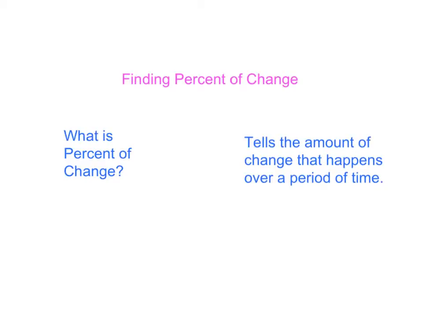Today we're going to talk about finding percent of change. First, what is percent of change? Basically, it's a percent that tells the amount of change that's happened over a period of time. You'll start with one amount and end with another. Percent of change will tell you how much percent you've changed.